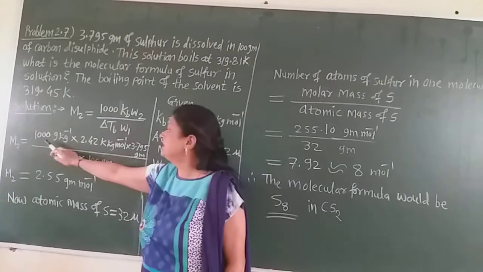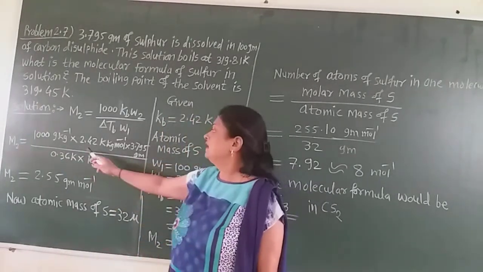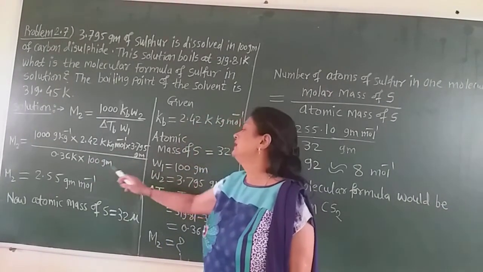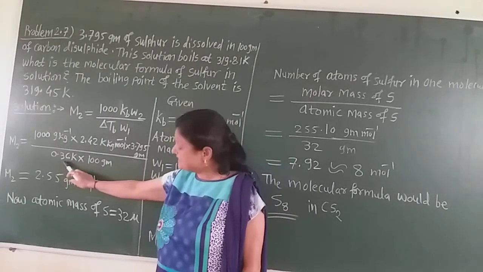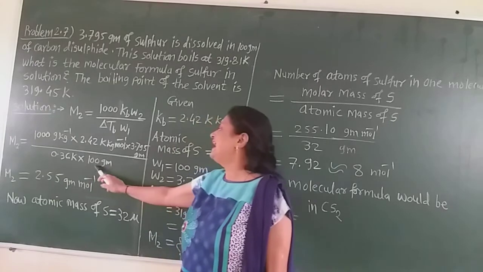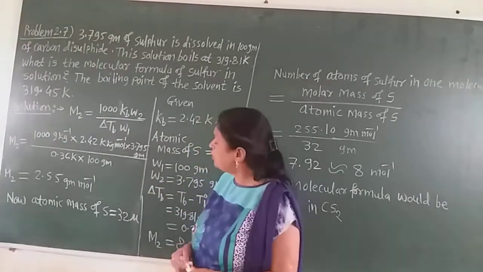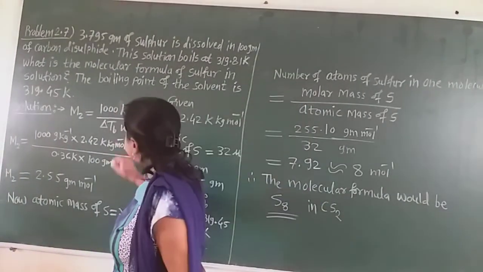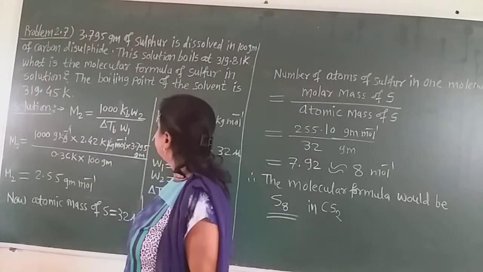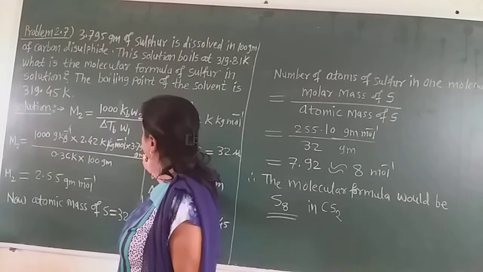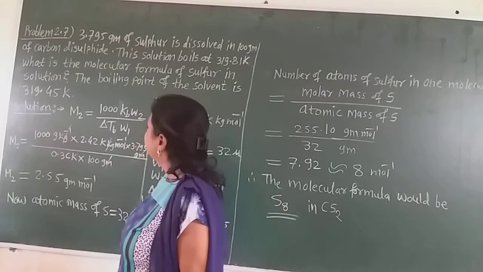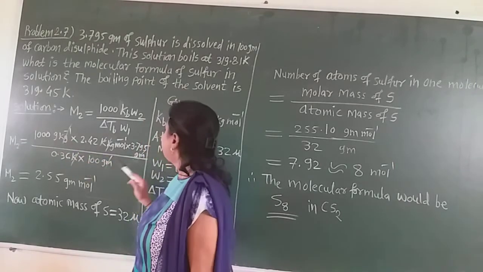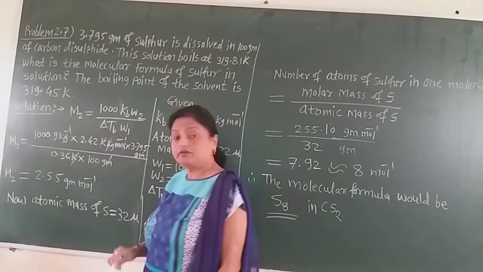Now see here, this 1000 gram per kilogram into 2.42 Kelvin kilogram per mole into 3.795 gram, divided by this delta Tb 0.36 Kelvin, and this weight of the solvent 100 gram. Now you can just disregard the common units, and in this way kilogram and per kilogram get cancelled, gram and gram also get cancelled, and Kelvin gets cancelled. What is remaining is gram per mole, these units are remaining.